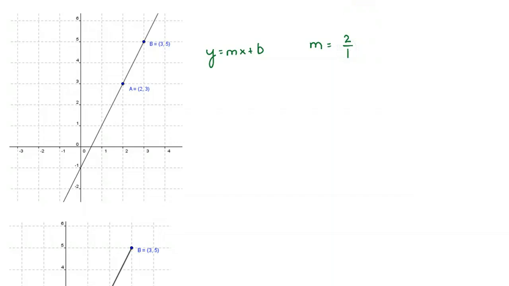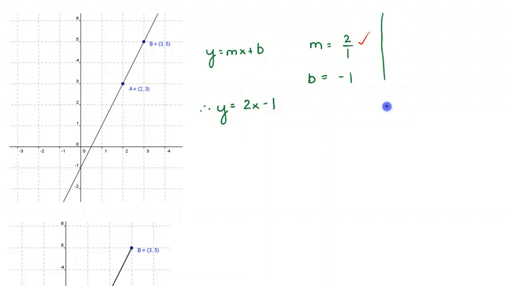And I like to talk about these feel-good moments. I feel good about this because it's positive, and I see the slope is a positive slope. It's moving from left to right in an upward direction. And I can read directly off this graph that b is equal to -1. So therefore, the equation of this line is y equals 2x minus 1.